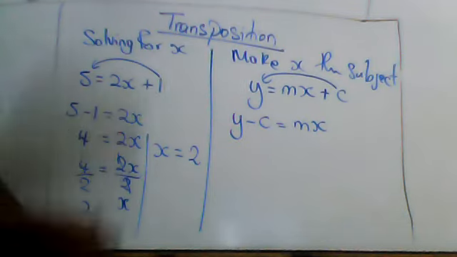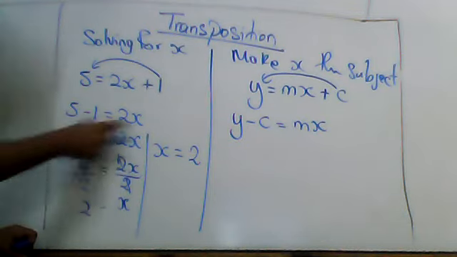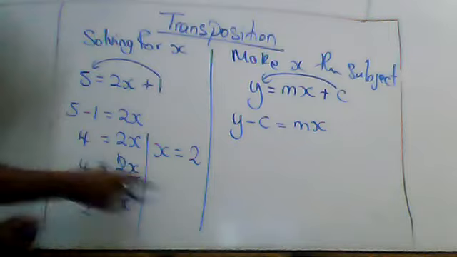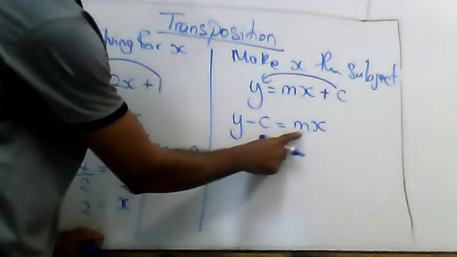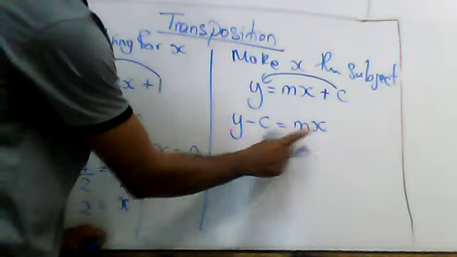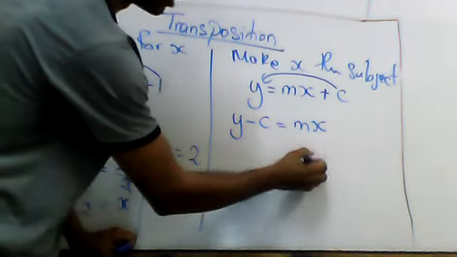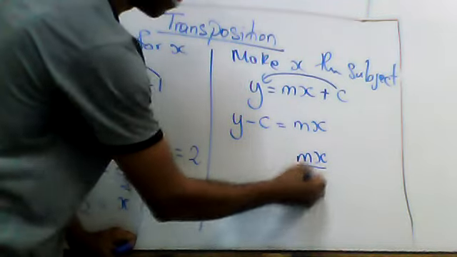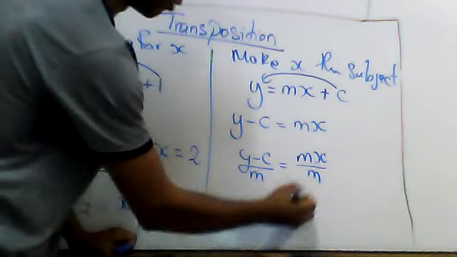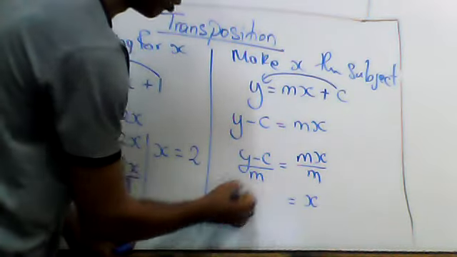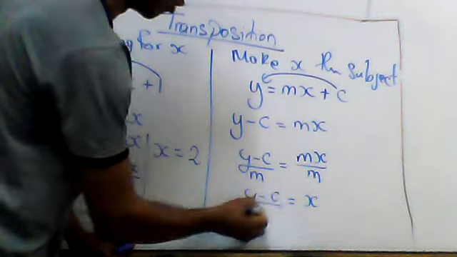Now, the next step that we carried out here was to divide both sides by 2. Why? Because we're solving for x. Right here, we're solving for x also, so we have to divide both sides by m. So mx divided by m is equal to y minus c divided by m. So what we have is x being equal to y minus c all over m.